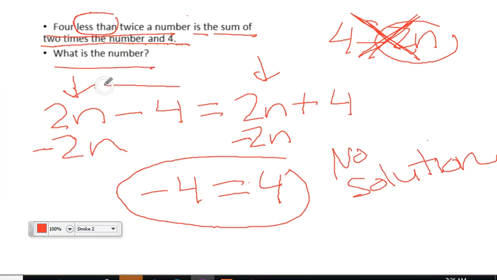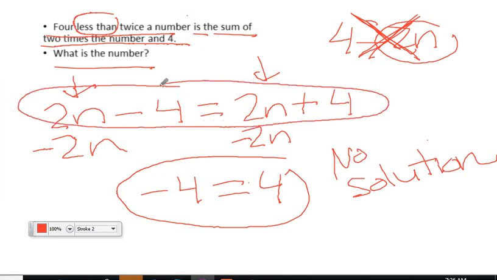Okay, and if we go back to this step right here, we can see that we have 2n minus 4 equal to 2n plus 4, and there's nothing we can plug in for n that would ever make this true, because on one side we're subtracting 4 and on the other side we're adding 4. So we have no solution. Let's look at the next one.